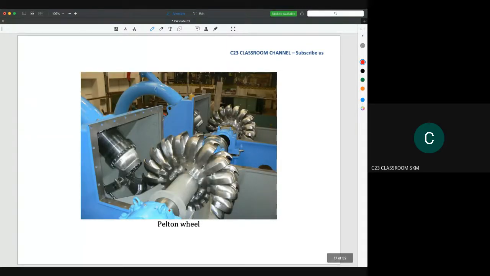Okay, this is the real setup of a Pelton wheel. This is the Pelton wheel, the runner. And this is the nozzle. What you could see here is actually the spear. If the spear is moved forward, it stops the water flow.